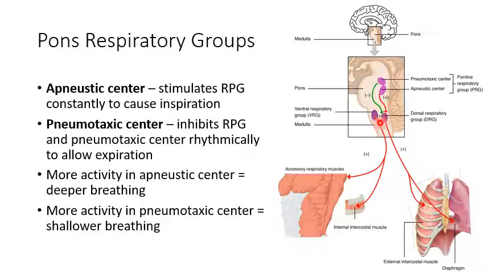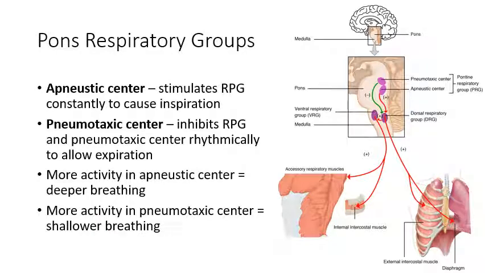In general, if you have a greater level of activity in the apneustic center, that's going to cause deeper breathing. You're going to contract your muscles of inspiration more strongly and get a bigger volume change in the thoracic cavity and get a deeper breath in there. You're also going to stay inhaling for longer if the apneustic center is more active. In contrast, if you have more activity in the pneumotaxic center, then you're going to be expiring more frequently, and that's going to interrupt the breaths so that you won't be able to get a deep breath. You'll have shallower breaths.